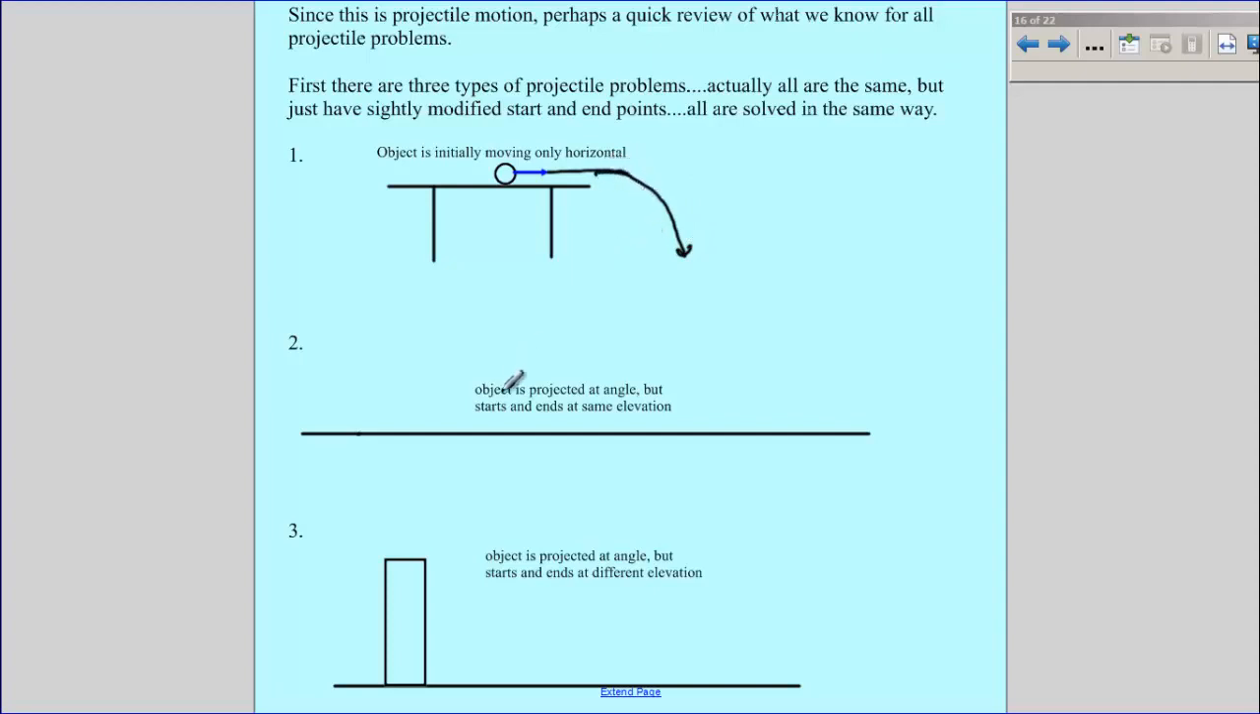and then it will start to develop a y component. The other type of projectile is where the object starts on the ground, like when we kick a soccer ball, it goes up into the air and comes back. It lands on the exact same elevation.